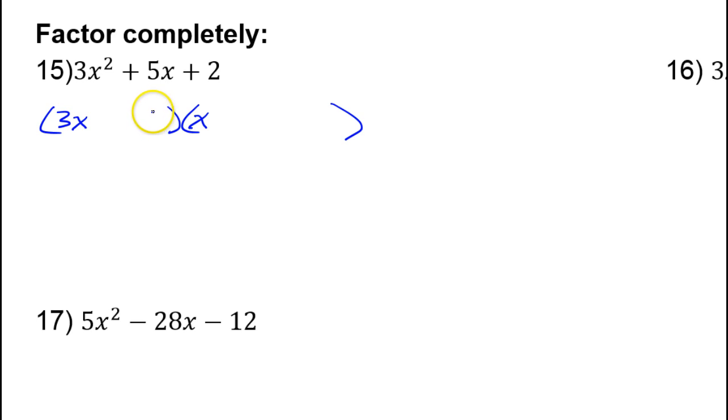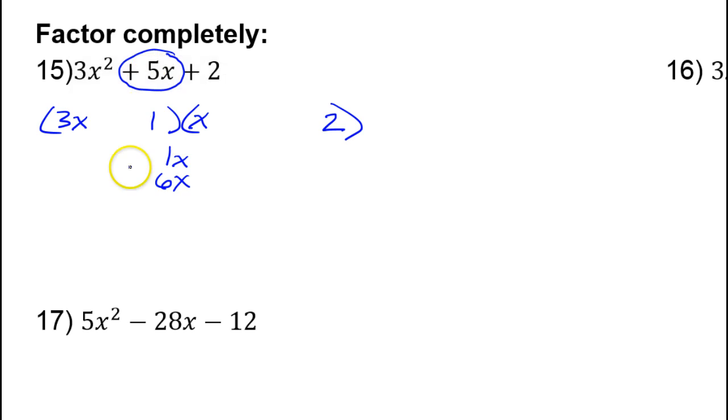Let me choose wrong for a minute just so I can show you how I know it's wrong. Say I went for 1 times 2. Here's how I know this is wrong. Inner plus outer must equal middle. Inner, I'm talking about these two terms right here. So inner, I have 1x. Outer, multiplying these, I get 6x. Inner plus outer must equal the middle. The middle I'm trying to get is positive 5x.